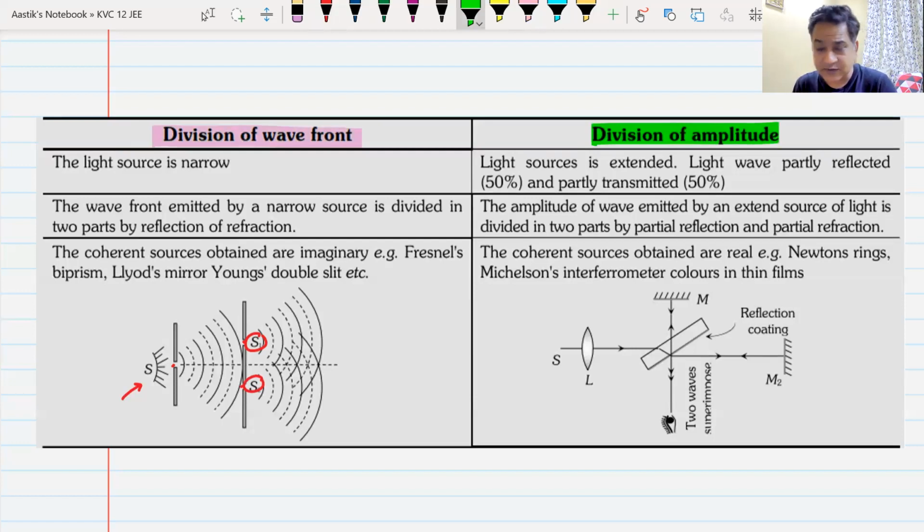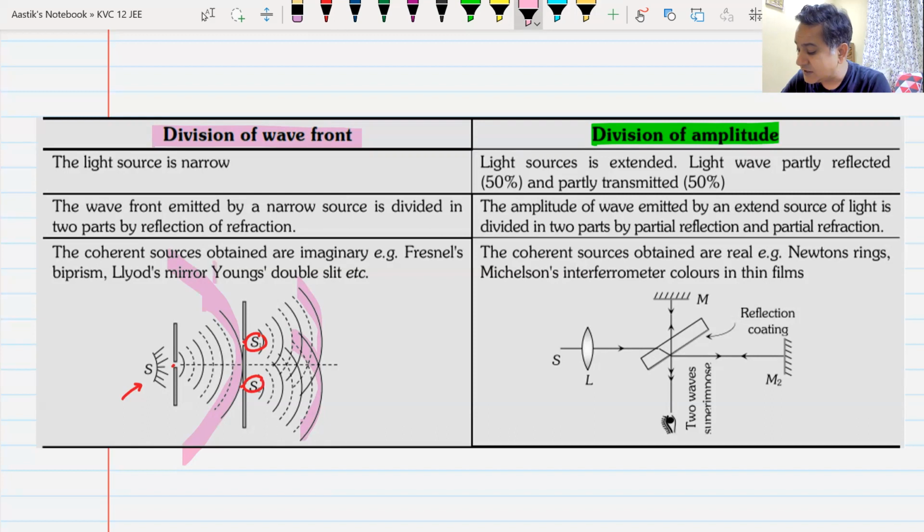In division of wavefront, what happens is what you see. There is a single wavefront, this one. The single wavefront is falling on two slits. And then I have one wavefront here and one wavefront here. So this wavefront which falls on these two slits gets divided and it becomes S1 and S2. This method of producing coherent sources is known as division of wavefront, and it is used in all those cases which we are going to study in this chapter.